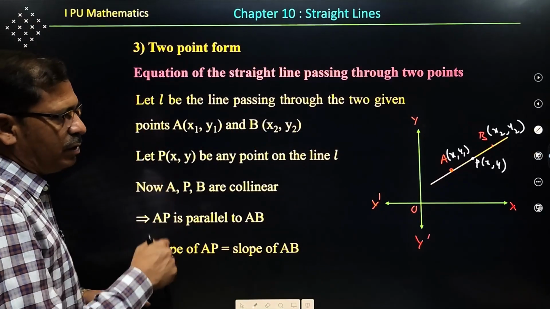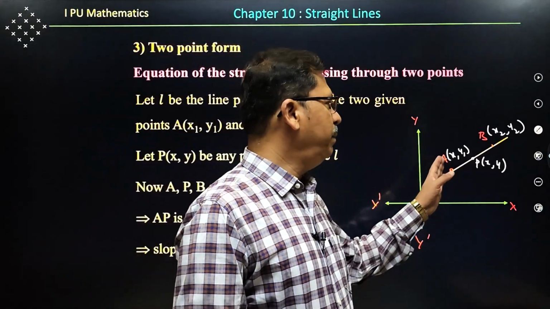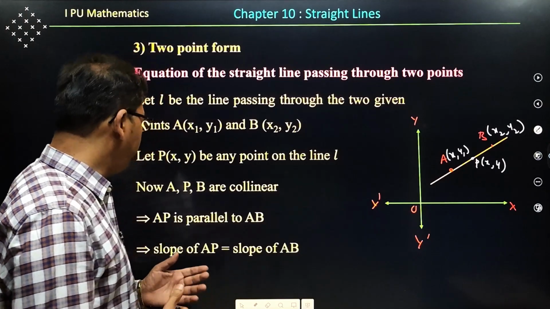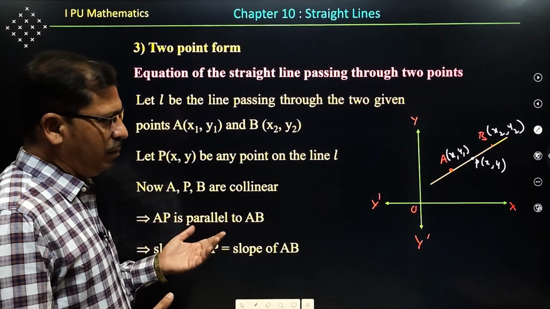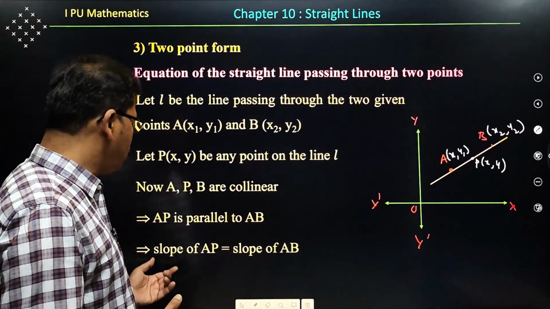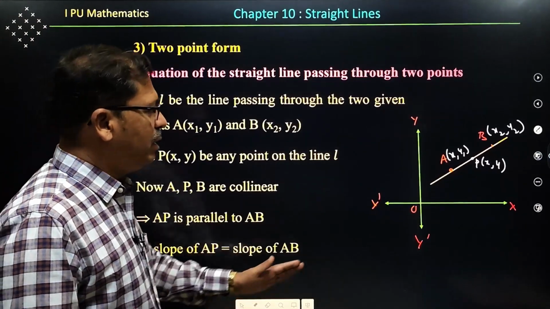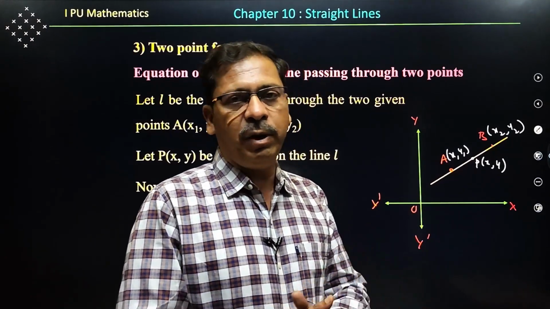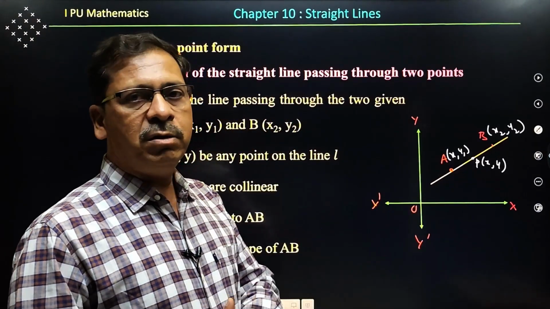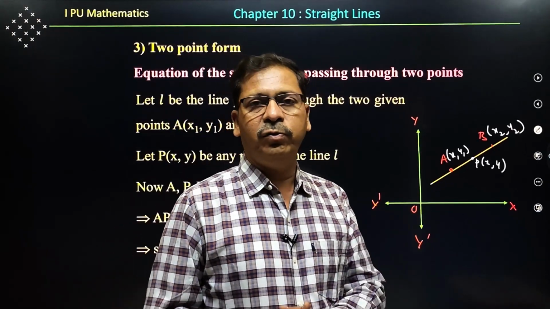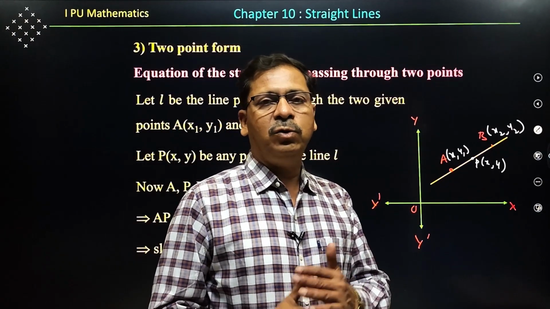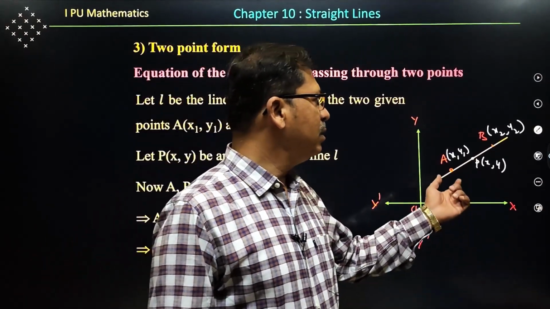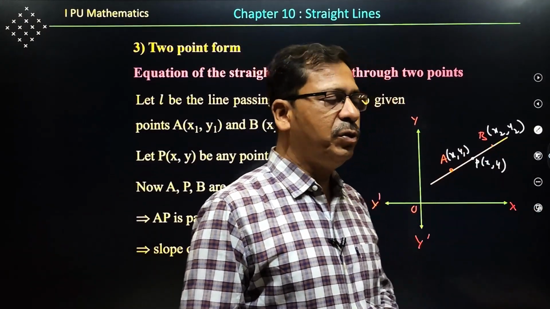Now observe the diagram here. A, P and B all are collinear. So what concept can we apply? AP is parallel to AB here. So the slope of AP is equal to the slope of AB, because AP and AB are coinciding. They lie on the same line, so definitely they are parallel. The parallelism condition you know already: m1 is equal to m2. When two lines are parallel to each other, their slopes are equal. So on the basis of that, the slope of AP is equal to the slope of PB.